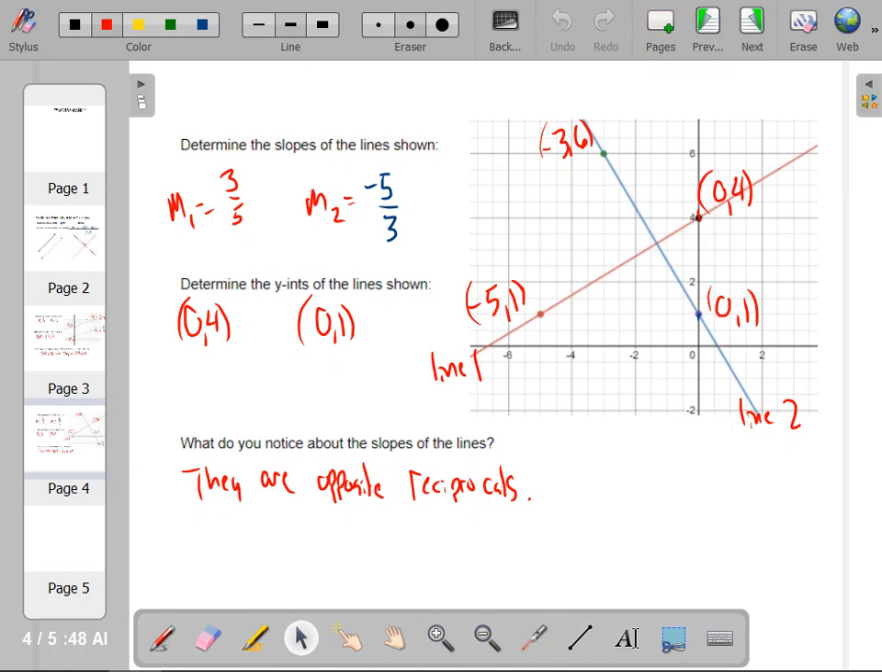So that's it for introducing parallel and perpendicular lines. Hopefully that's helpful, and when we go through the notes, you'll have a little bit of a head start.